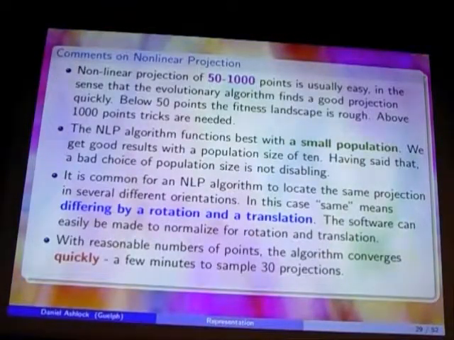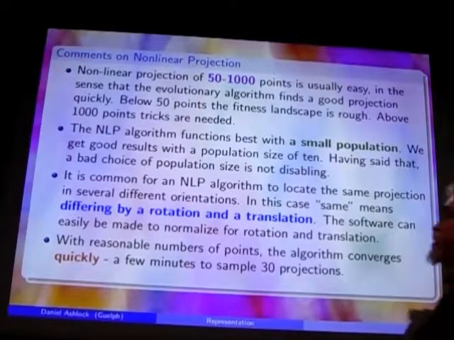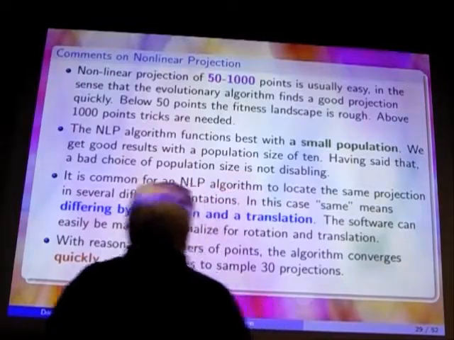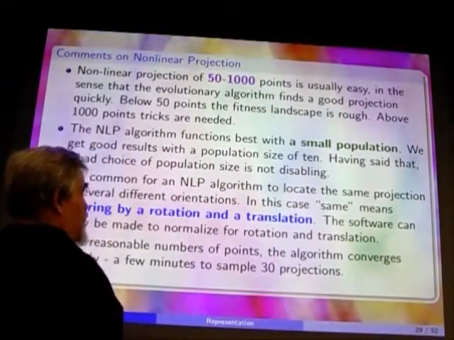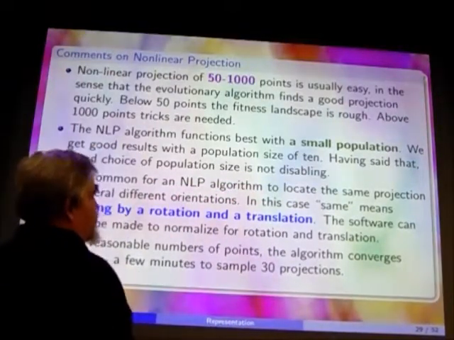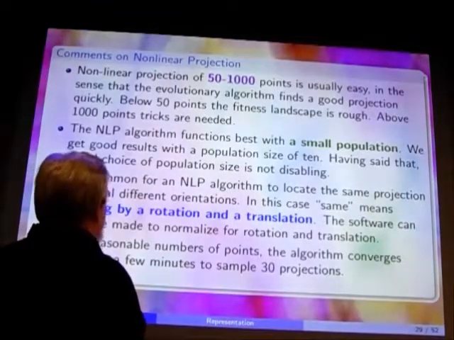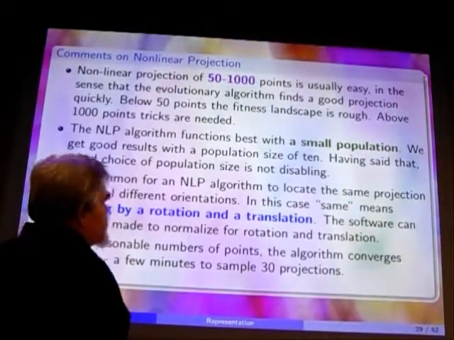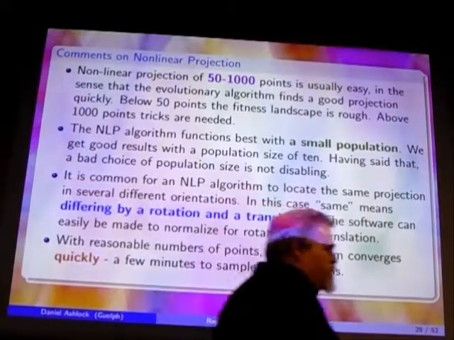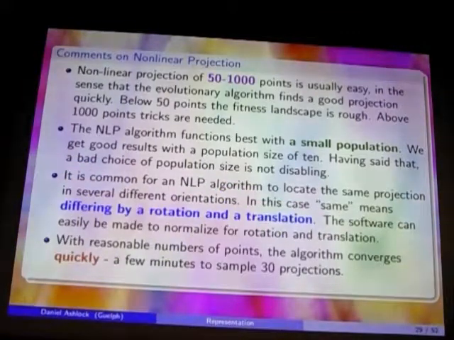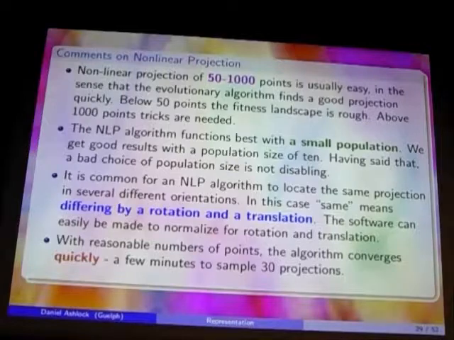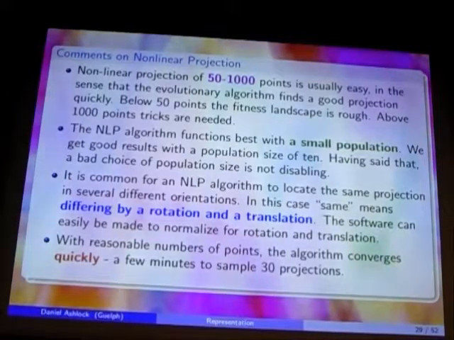Between 50 and 1,000 points, it's really easy, in the sense that the evolutionary algorithm finds a good projection quickly. Below 50 points, the algorithm converges slowly, because the landscape is very rough and has lots of local optima in it. And above 1,000 points, you need to play tricks just because it slows down a little. One thing that's weird: usually when you're running evolution, if you can afford a large population, it's a good idea. In this optimization, it's a bad idea.